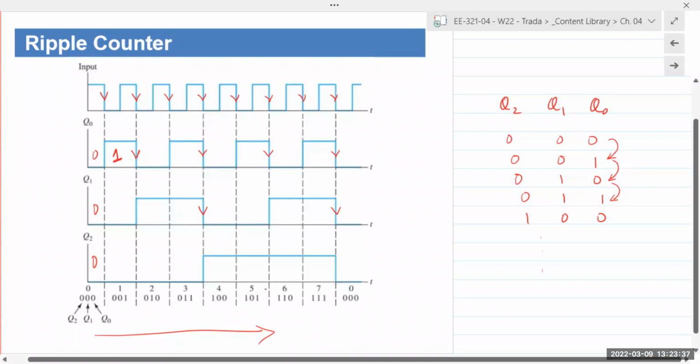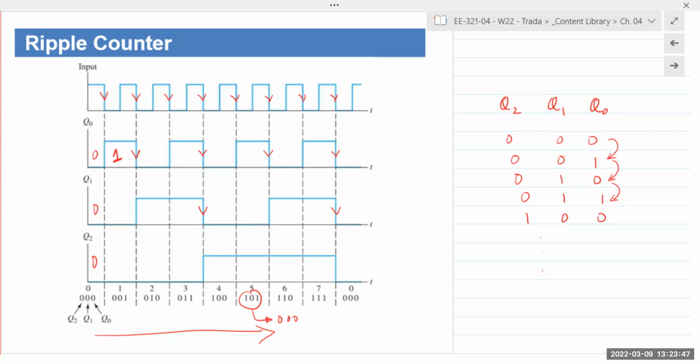So after 5, which is 1, 0, 1, it should go to 0, 0, 0. Oh. That's the homework problem. That's the homework problem. That's modulo 6. Oh, so you also calculate the 0. Yeah. So modulo 6, modulo counter. Yeah, binary always says 0.